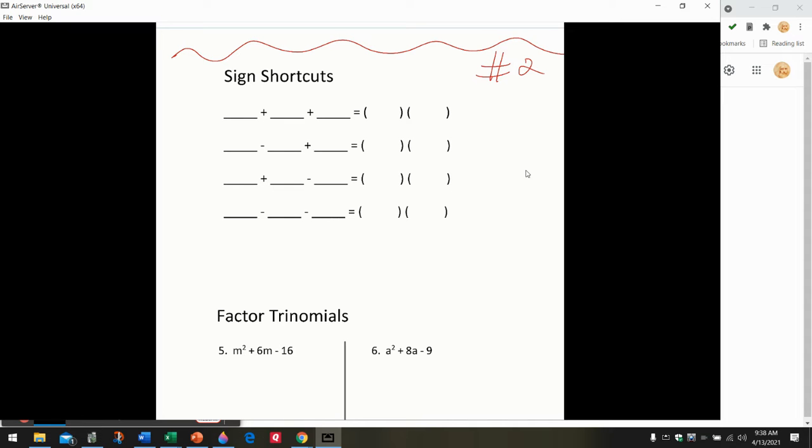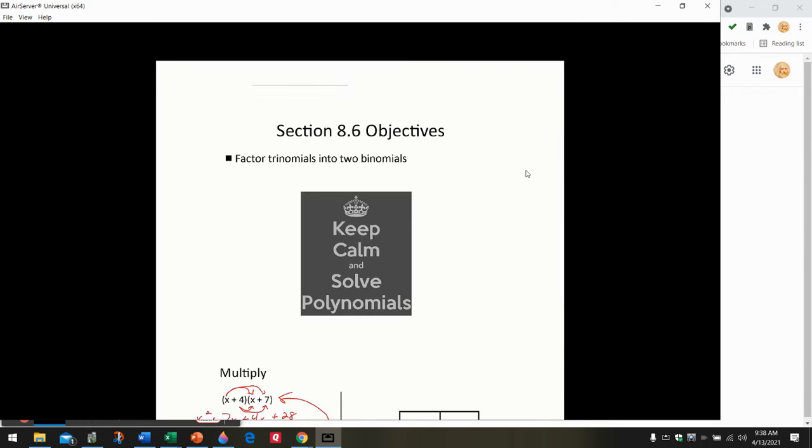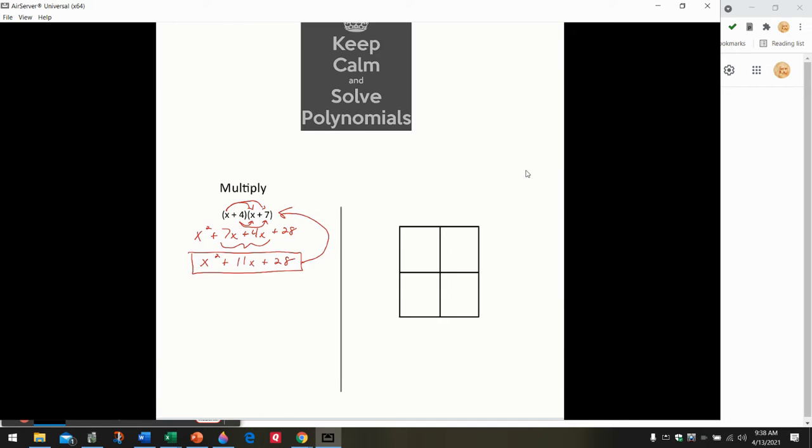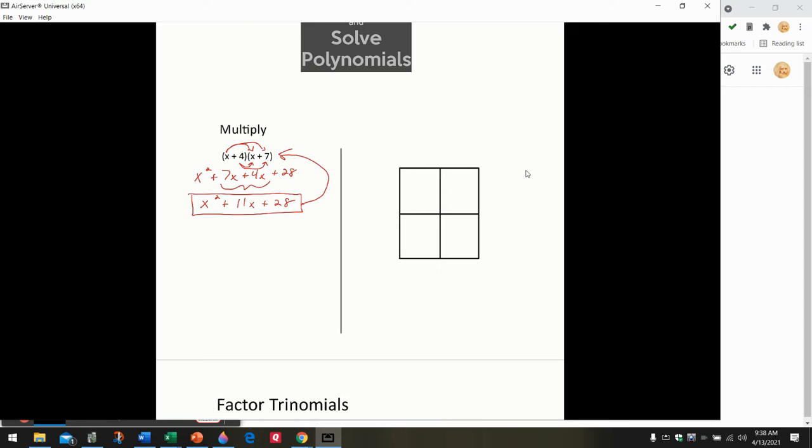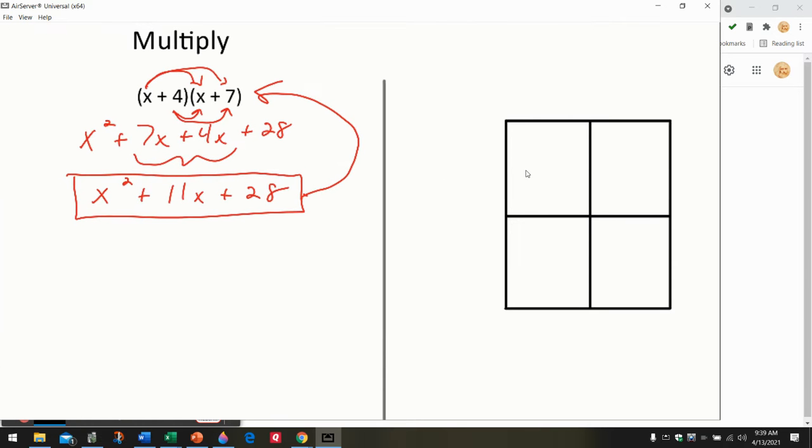Okay, hello everybody. So today we are going to continue our discussion in Chapter 8, Section 6. And if you recall or you had a chance to watch the first video, I introduced to you how we go about factoring things we call quadratic trinomials.